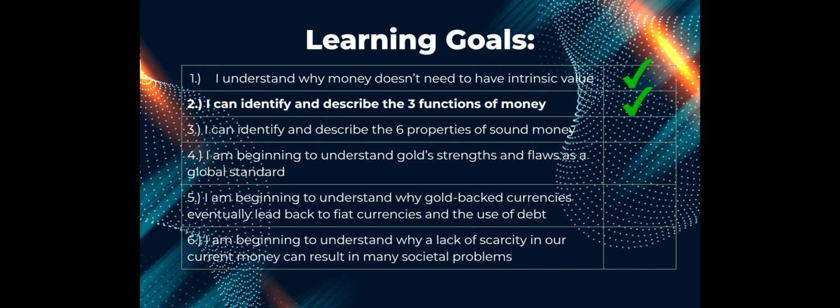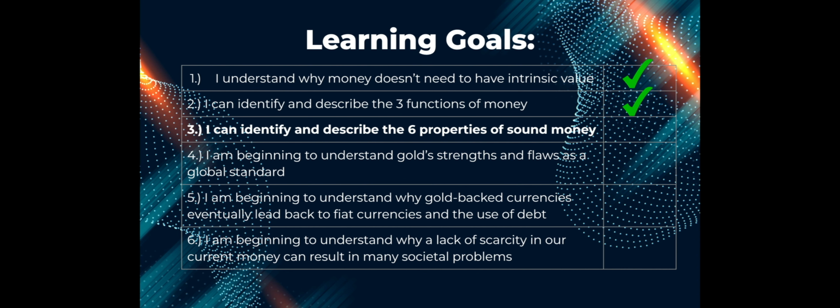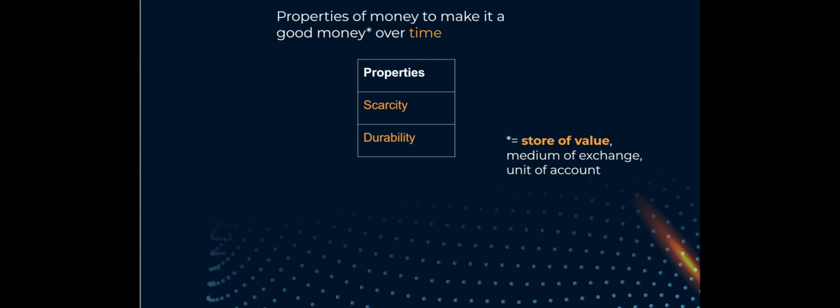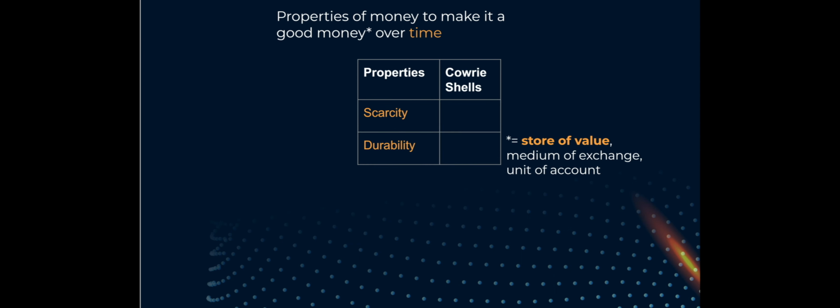So now we've completed our second learning goal. Let's move on to the third learning goal. Let's identify the 6 properties for a money to be considered sound over time and over space. There are 2 properties of money that allow it to be a good store of value over time. Those are scarcity and durability. We can rate any given money on these properties. To illustrate, we'll rate cowrie shells. But before we do, let's explore what these properties mean in the context of money.